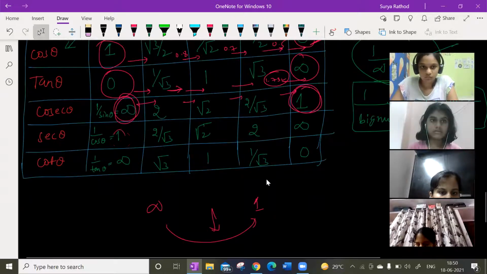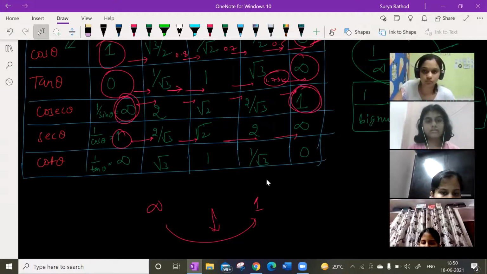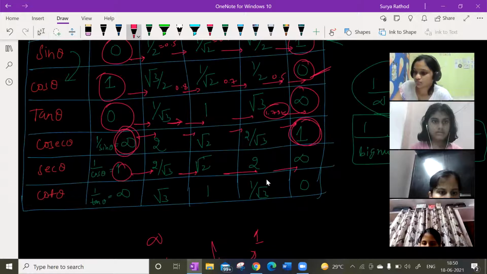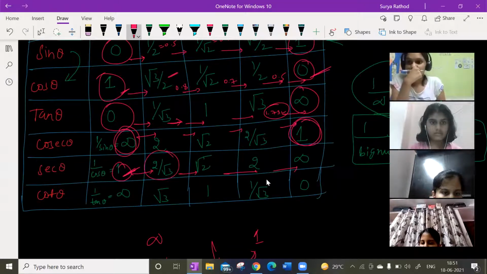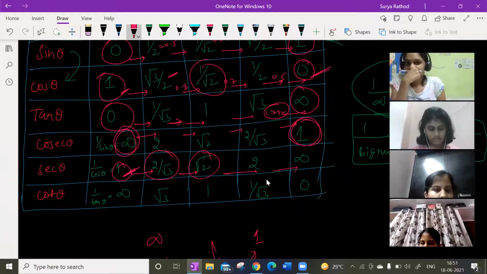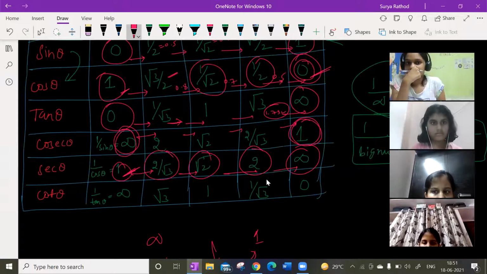So secant theta. Secant theta is 1 here. From 1 to 2/√3, again √2, again 2, to infinite. What's happening here? Secant theta is increasing. How? Secant theta can be written as 1 by cos theta. What is cos 0 here? 1. 1 by 1 is 1. Then the reciprocal of the next value gives 2/√3. Here 1 by 1/2, reciprocal of that is 2. 1 by 0, infinite. ठीक है, ये ऐसा होता है.